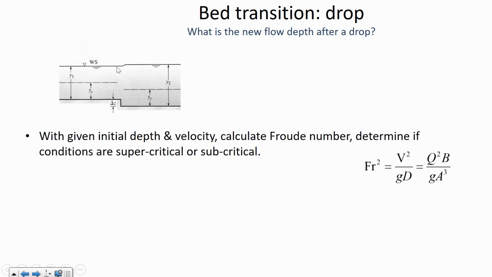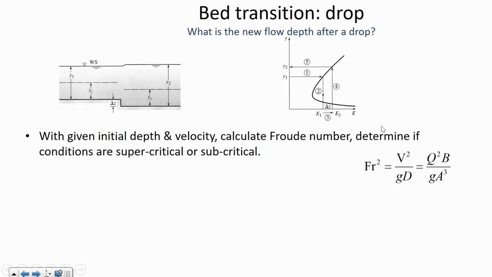Now, either we can diagnose the flow conditions at 1 by comparing the actual flow depth to the critical depth. That's one way to diagnose the flow regime. The other is to look at the Froude number. Remember, any Froude number greater than 1 is supercritical conditions. Froude number less than 1 is subcritical conditions.